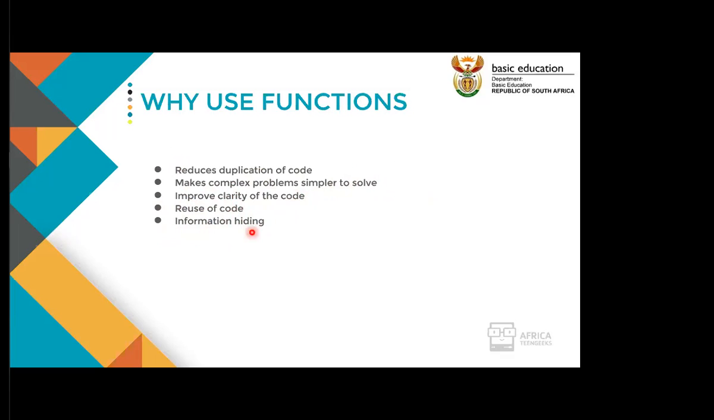And of course, information hiding. Information hiding is you don't want other people to see how you solved it. You just want them to use the code. Just like the rand range, you don't know how the person coded it, but we're using it because we know how to use it. So it's hiding that information on how to actually run that code. So we just know to use it. And so it hides information.